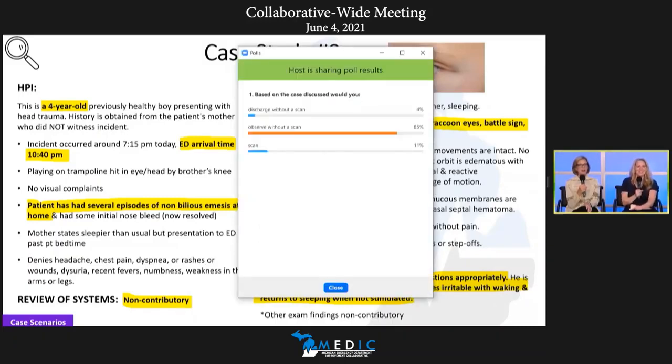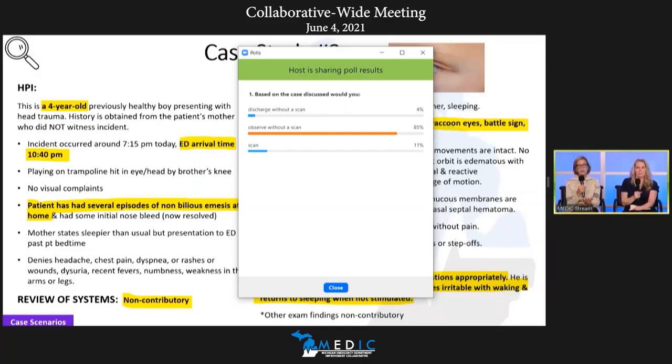Here we go. Okay. So we have 4% of you who would discharge the patient without a scan, 85% of you would observe without a scan, and about 11% would still scan. So we're going to do the same thing we did with the prior two cases. We want to put up a Jamboard here.